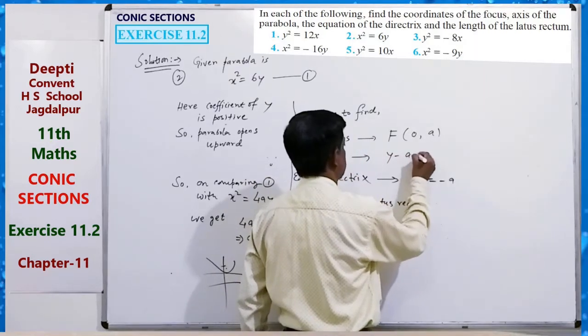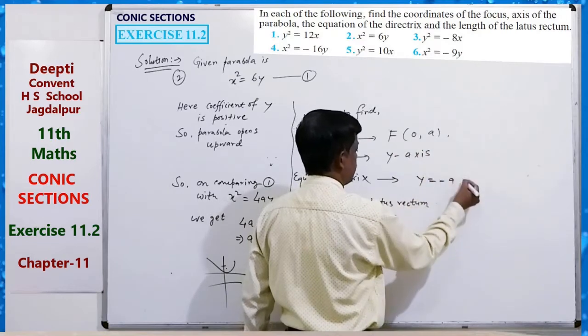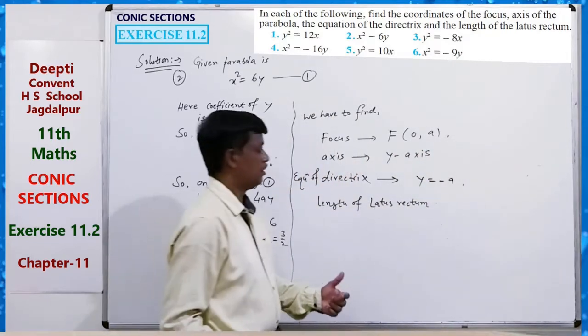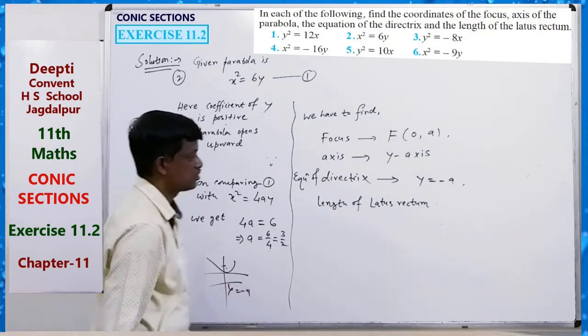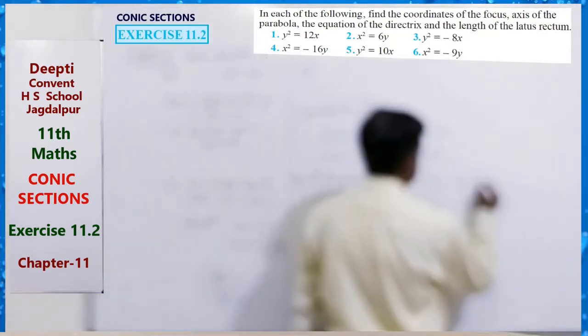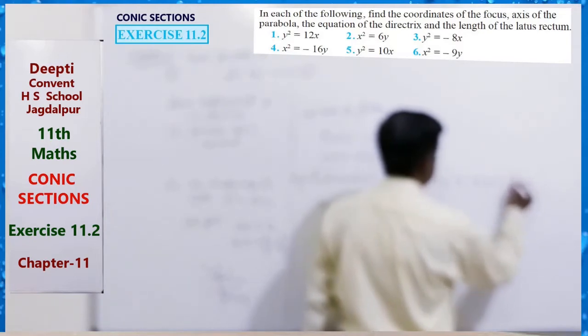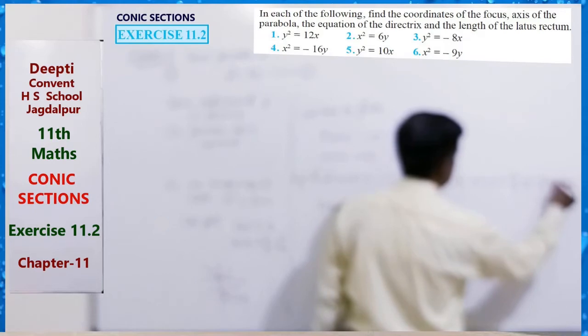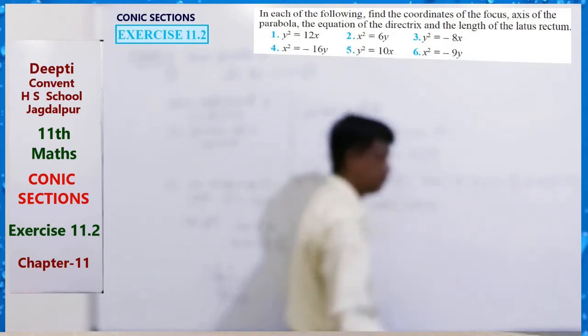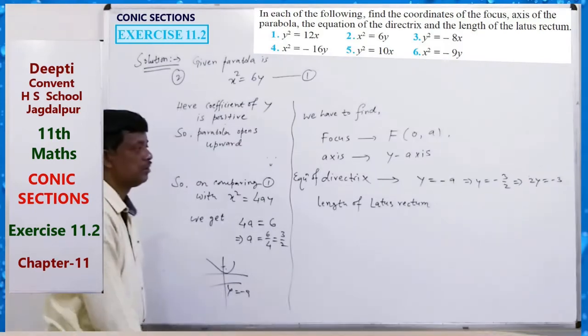Y axis. Okay. Now directrix is the lower part, y equals to minus a. So y equals to minus a means y equals to minus 3 by 2. So you can write 2y equals to minus 3 also. Y equals to minus 3 by 2.